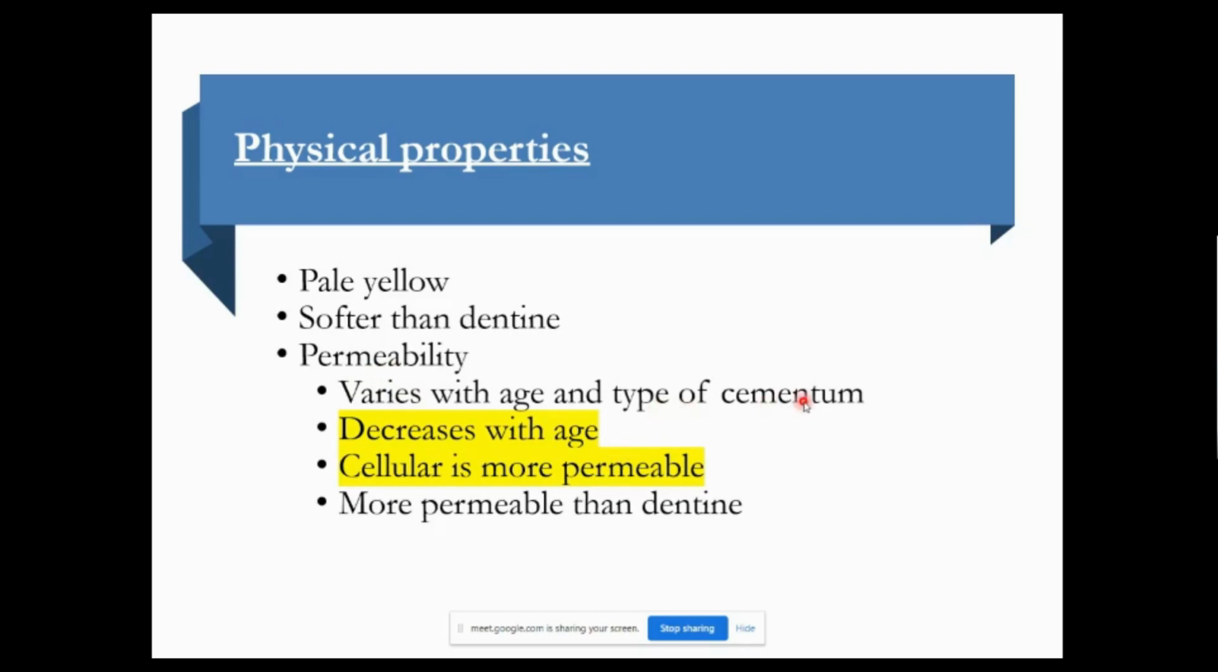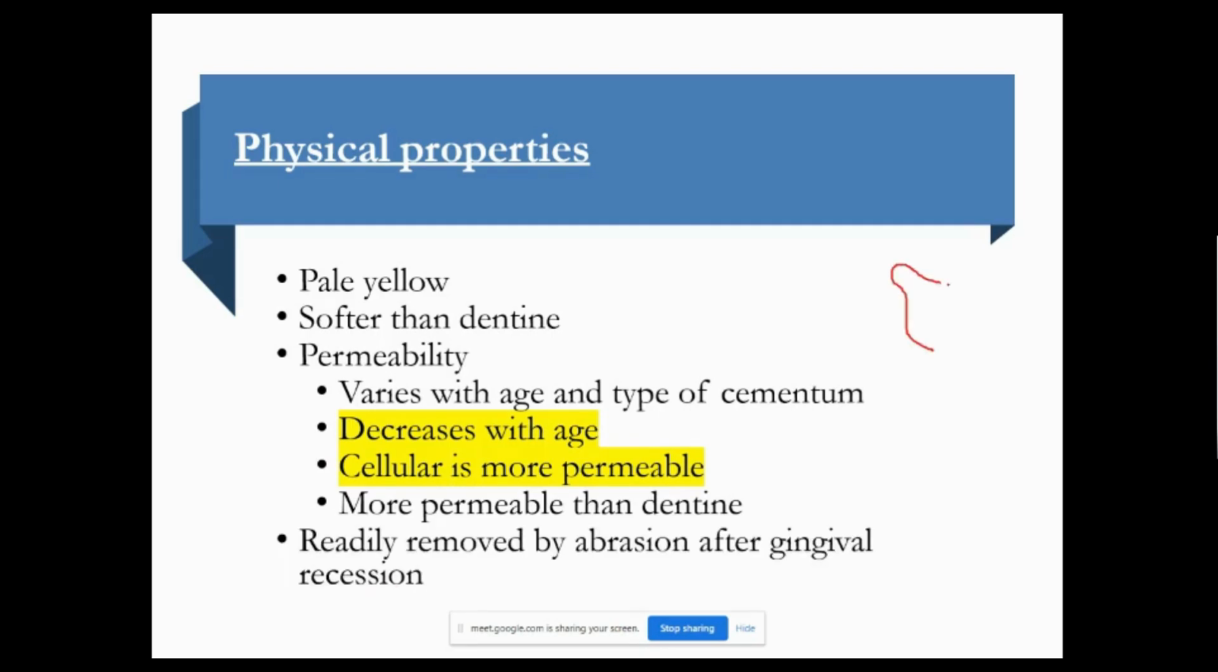And also the type of cementum. There are two main types, cellular and acellular. So cellular is more permeable compared to the acellular type. It is depositing at a faster rate, so the cells which are forming the cementum itself become entrapped. Same thing with bone and other structures, when the osteocytes are getting entrapped. So cellular cementum is more permeable, and when you compare it with the dentin, it is more permeable.